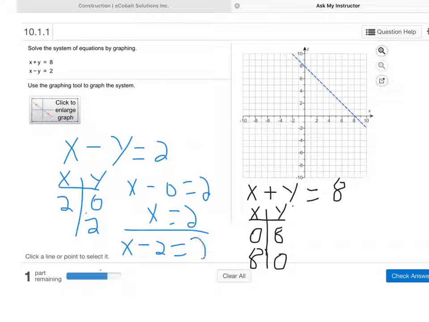then I solve this equation. If I add 2 to each side, I get x equal 4. So what have I done here? I'm finding two solutions here. (2, 0): if you let x be 2 and y be 0, 2 minus 0 is 2, that's a solution. If I let x be 4 and y be 2, 4 minus 2 equals 2, that's another solution.